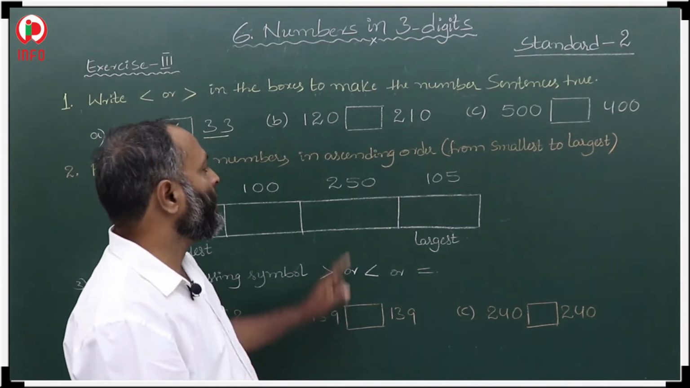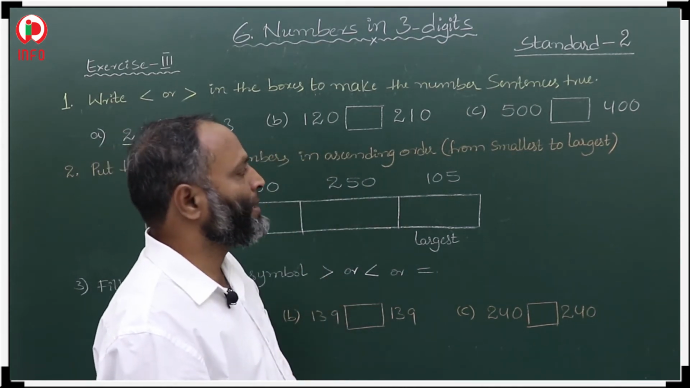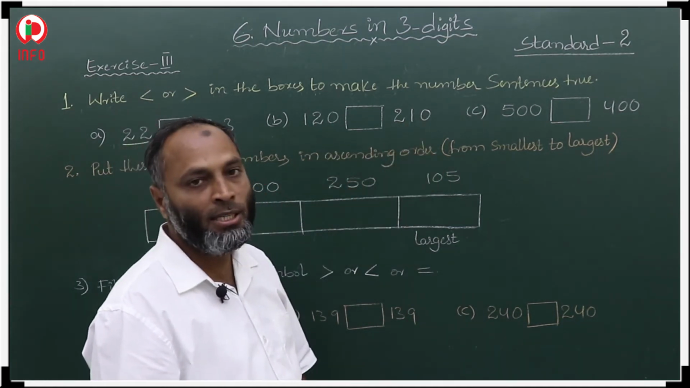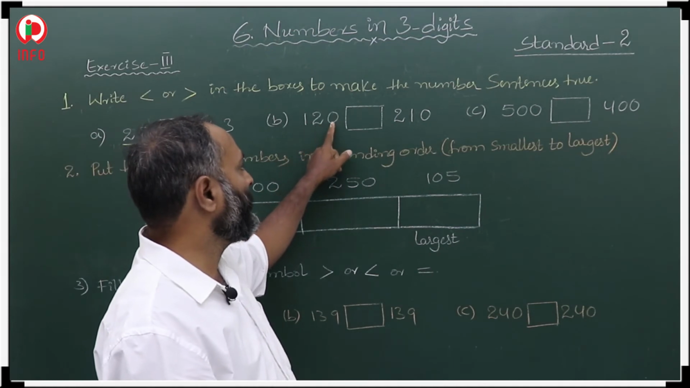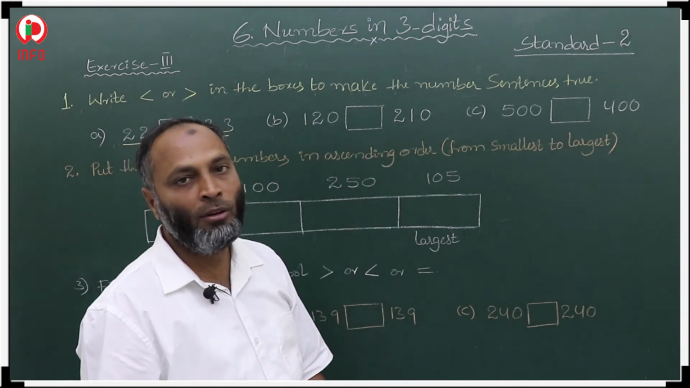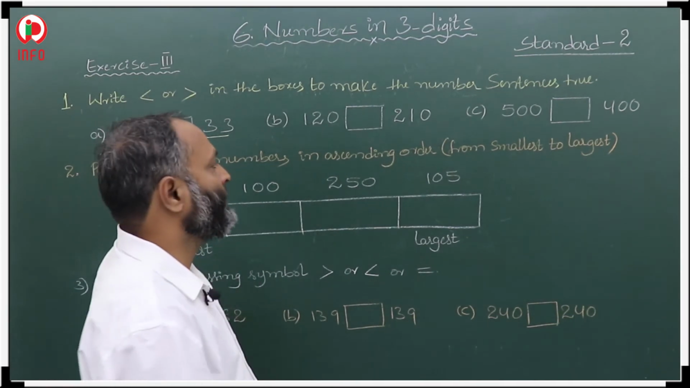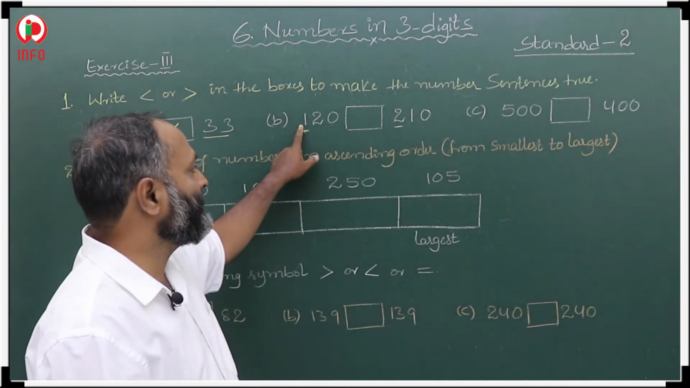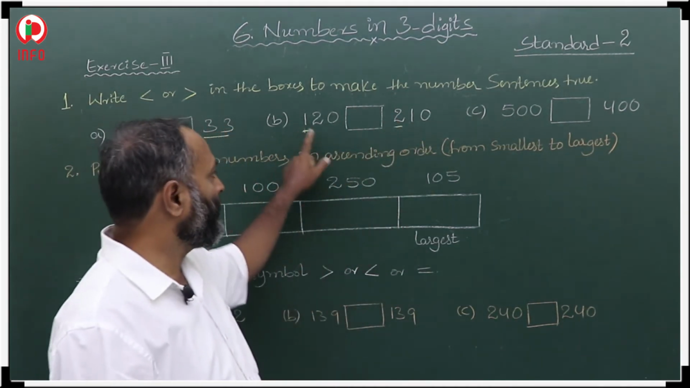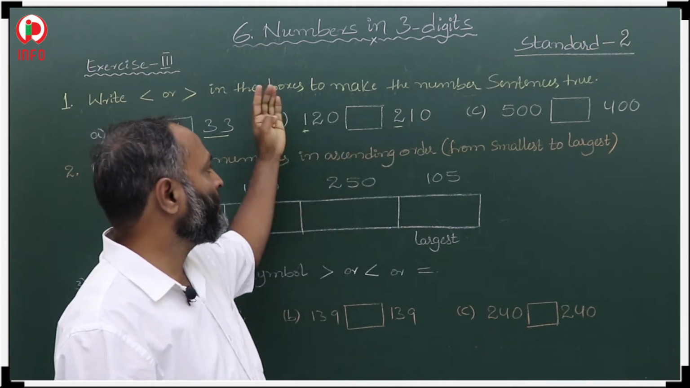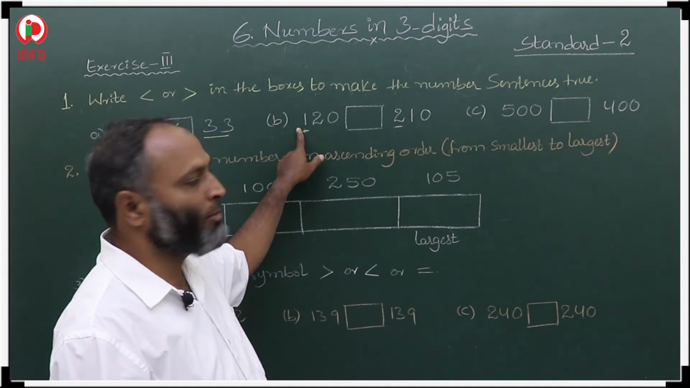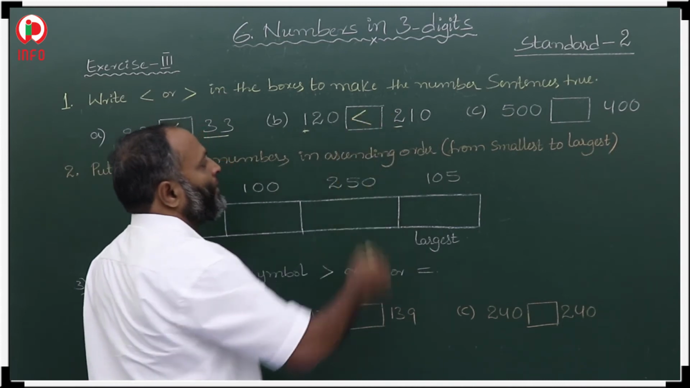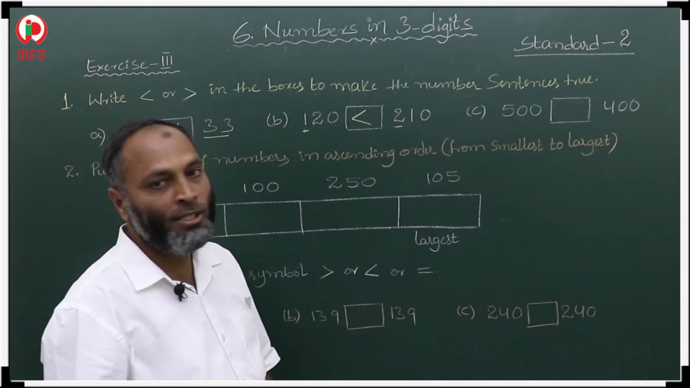Now, see here. In this second number sentence, a 3-digit number is given. 1, 2, 3. It is a 3-digit number. This is 120 and 210. Then how to compare when a 3-digit number is given? First we have to compare the hundreds places. In hundreds place 1 is given, and in hundreds place 2 is given. So 1 is smaller than 2. We compare this number with this. 1 is smaller than 2, meaning 120 is smaller, meaning less. 120 is less than 210.